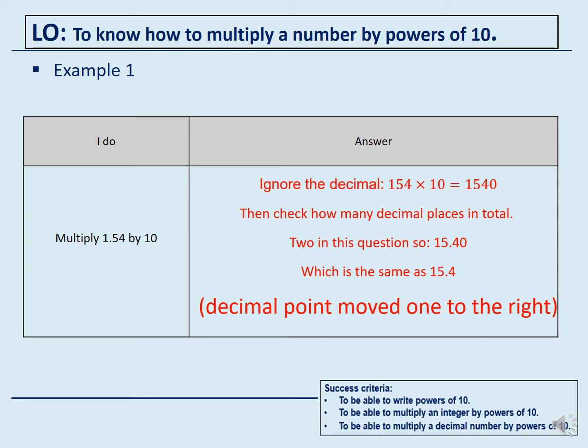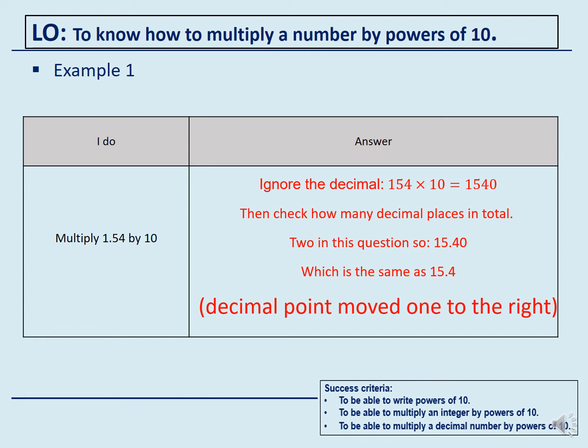If I times 154 by 10, I get 1540. But this is not the last answer. What do I need to do now? Go back to the question and see how many decimal places I have in total. In total, I have only 2 decimal places. Decimal places are the digits after the decimal point, which are 5 and 4.